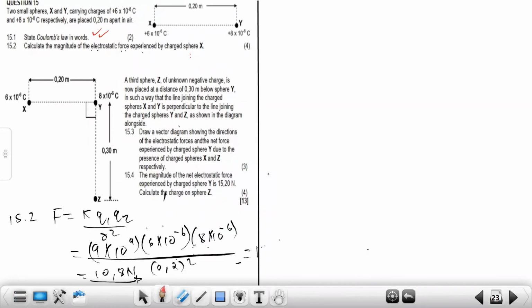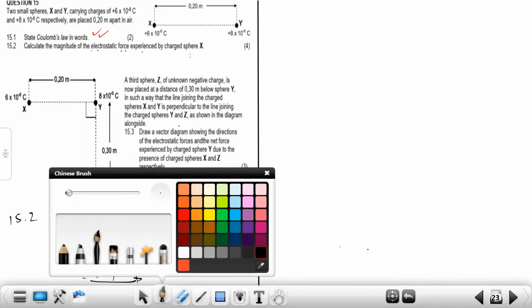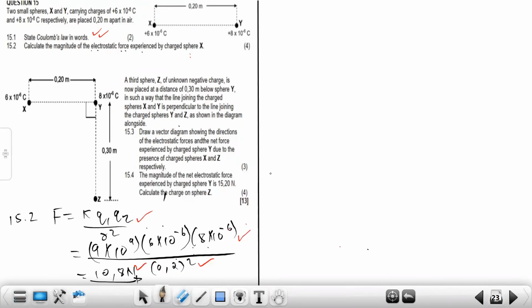So this one, I believe each and every one of us should be in a position of getting the 4 marks. So it's 1 for the formula, 1 for the substitution, 1 for R squared, as well as for the final answer. All of us must be in a position of getting it right. So I'm not interested in that one because the majority of us are in a position of doing it the right way. So now let's go to 15.3.